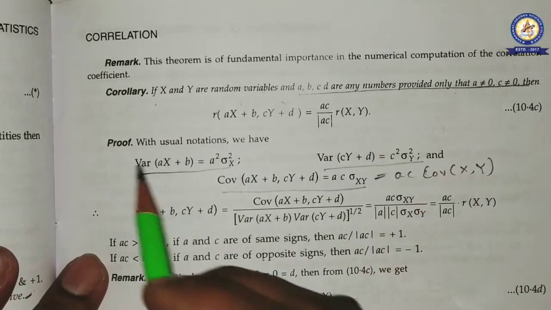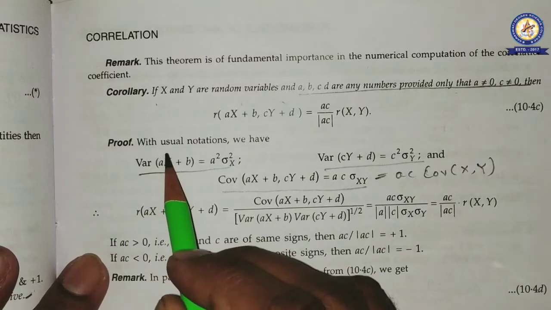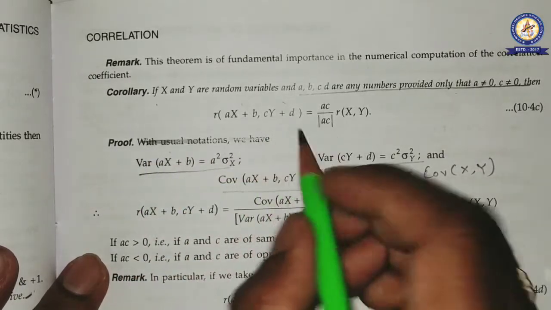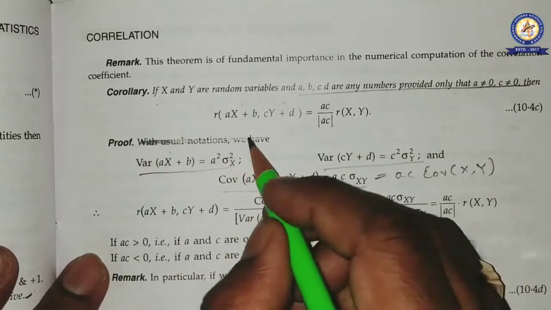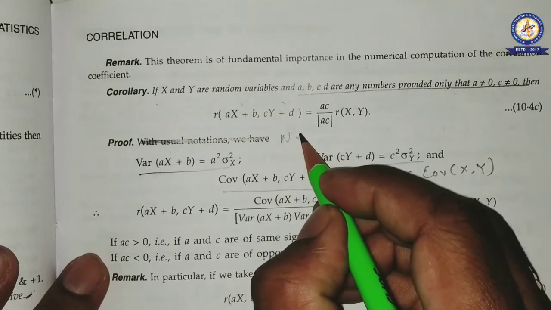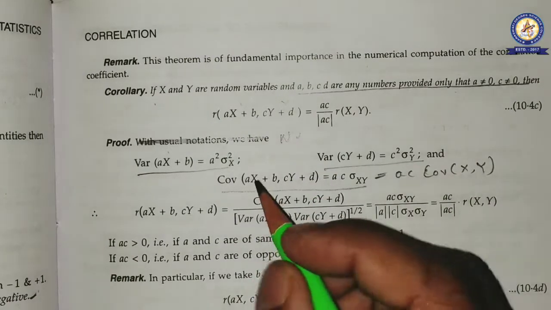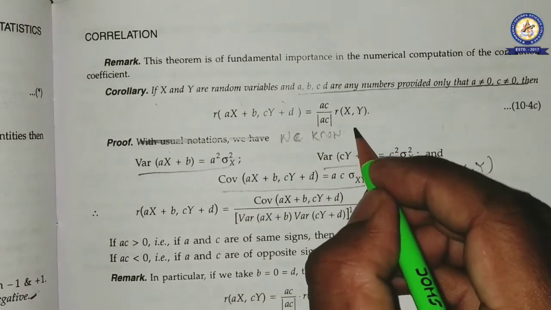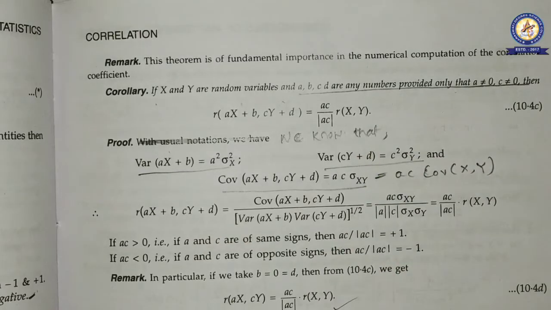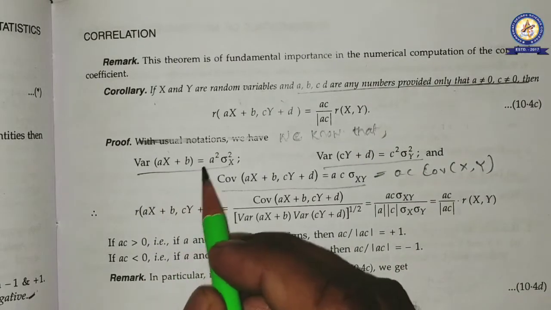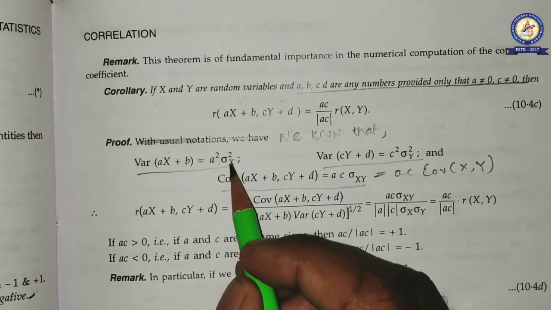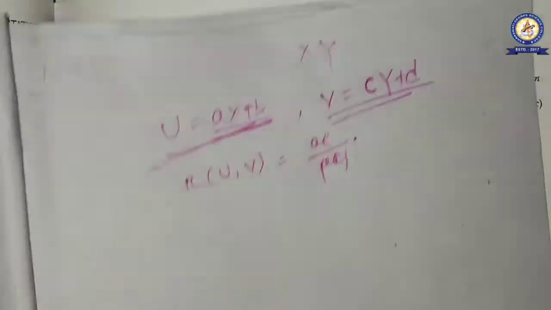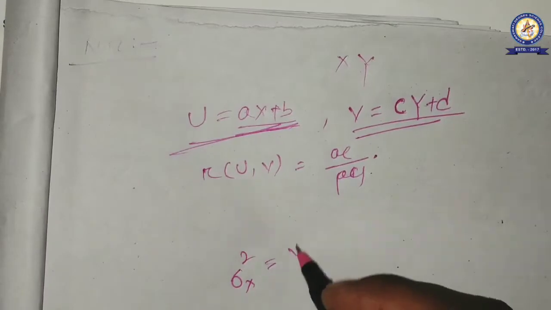Okay, proof, with usual notations. You do not start like this or like that. Here you have to write: we know that variance of ax plus b equals a square into variance of x. This sigma x square is nothing but variance of x, right? Sigma x square is nothing but variance of x.